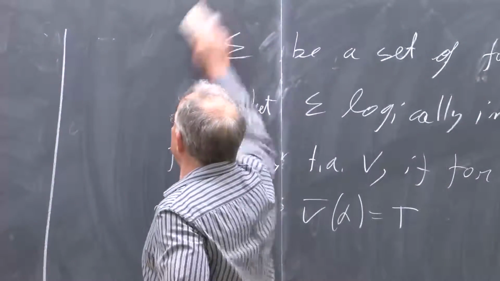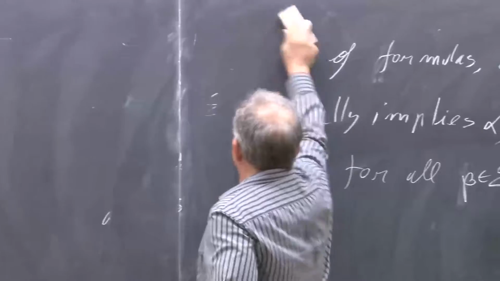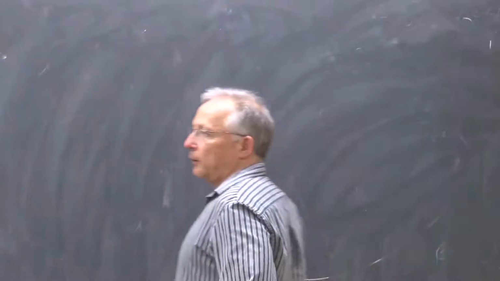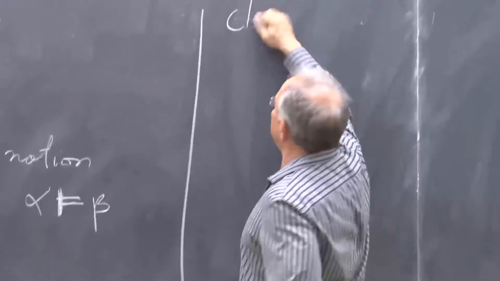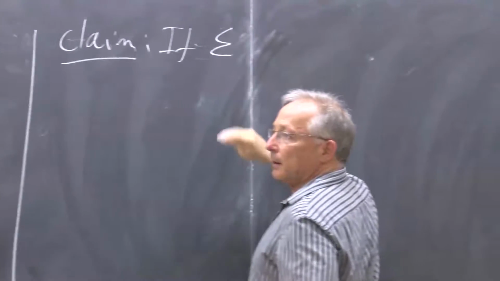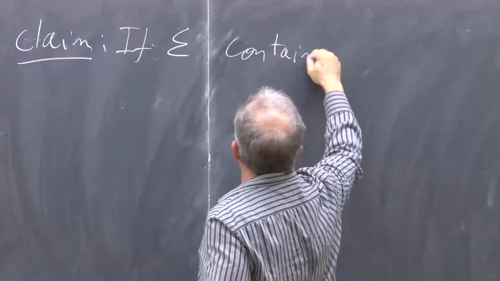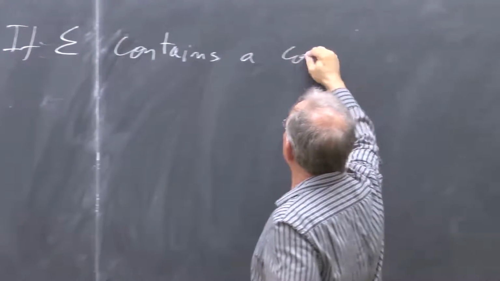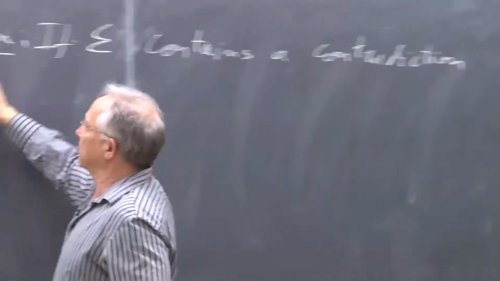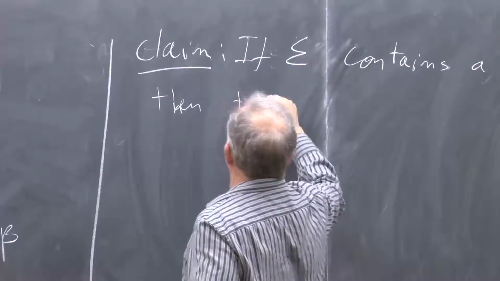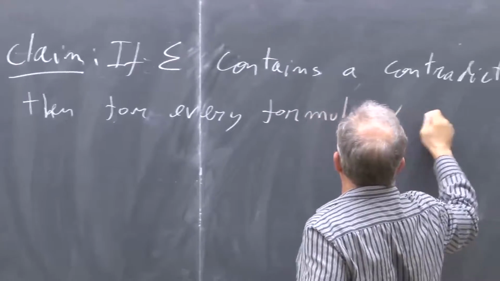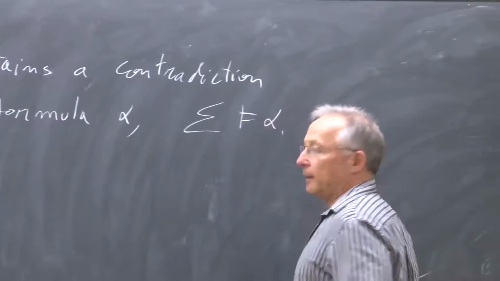So one interesting conclusion, a very simple corollary of those definitions: if sigma contains a contradiction, then for every formula alpha, sigma logically implies alpha.